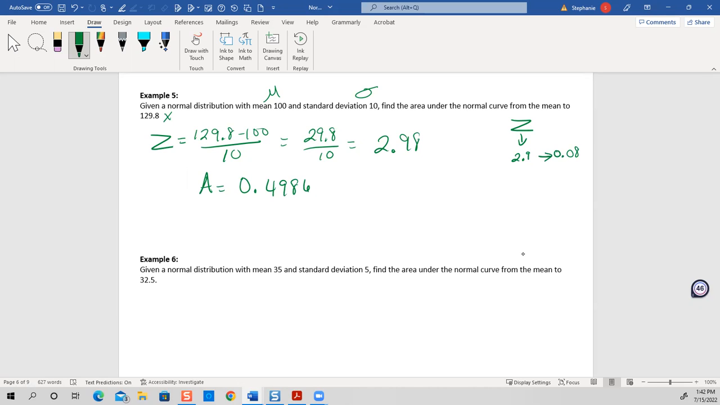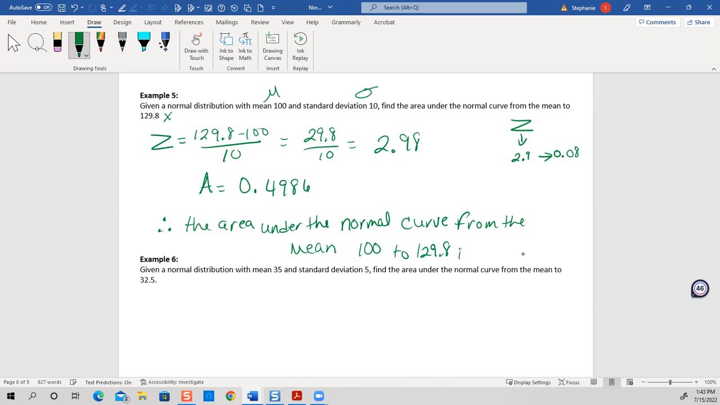So for a sentence statement, we'll just write one right quick. Therefore, the area under the normal curve from the mean (100 to 129.8) is 0.4986.